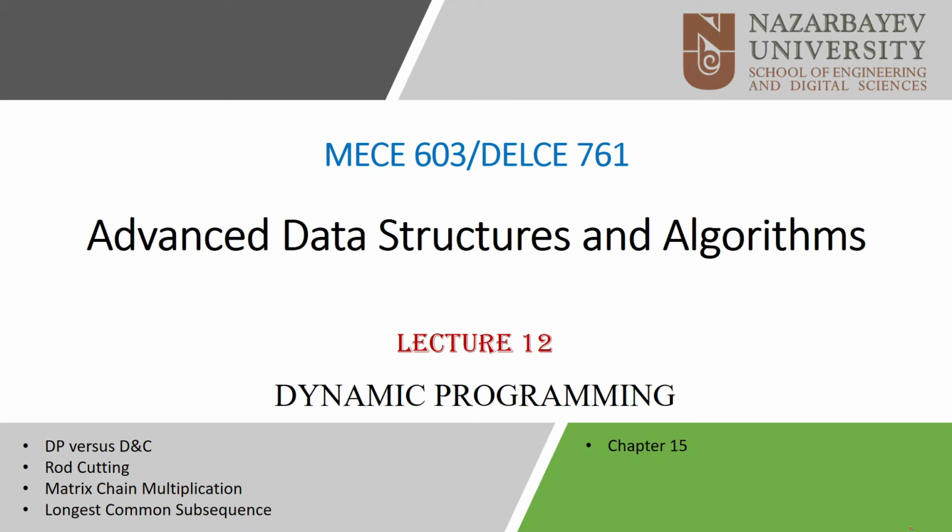Today we will be studying one of the more important topics in algorithms, and that is dynamic programming, or DP for short. Many mistake DP for divide and conquer, but there are a few differences between the two. In fact, DP is better than divide and conquer in terms of computational complexity, and we will see why today. We will understand how DP works through three examples, namely rod cutting, matrix chain multiplication, and longest common subsequence. This lecture covers chapter 15 of the main reference book.